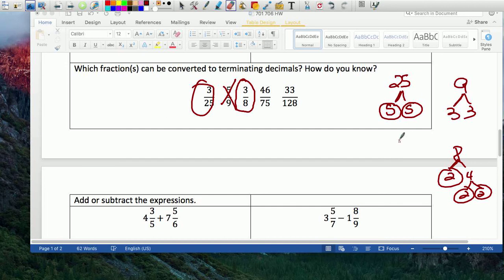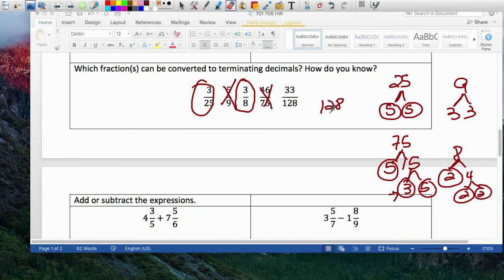75 is not going to work because 75, if I break it up, I get 5 and, is it 17? No, 16, 13, shoot, 15, right? And 15 breaks up into 3 and 5. So here, 75 is made up of a 5, a 3, and a 5, right? So this 3 kind of ruins everything for us. So this is going to be a decimal that goes on forever.